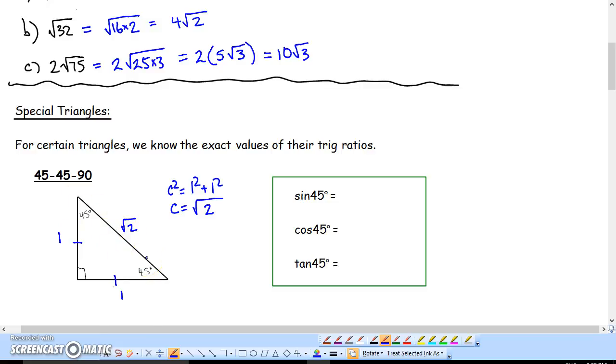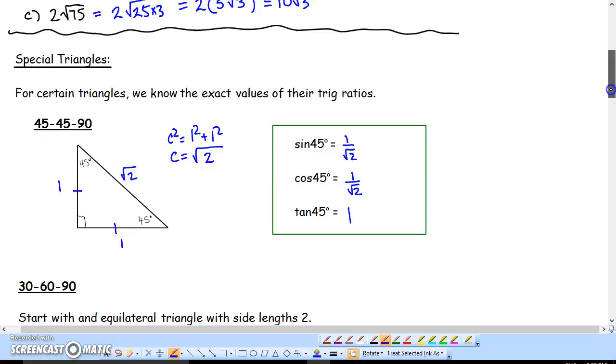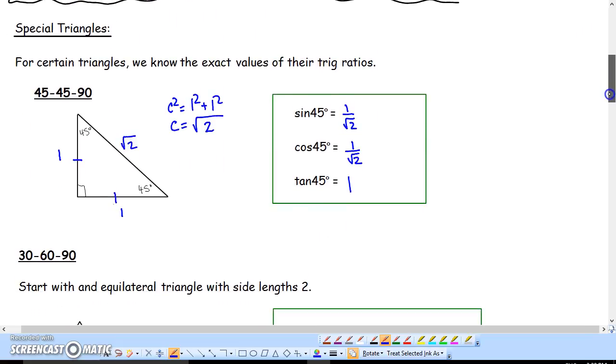Using this special triangle, we now know the exact value of sine 45. Sine 45 being opposite over hypotenuse, which is 1 over root 2. Cos 45, same thing: adjacent over hypotenuse is 1 over root 2. So they are the same. And tan 45 is opposite over adjacent, which is just 1. So we now have exact values for those three, without having to use a decimal that we round off. We'll come back and show you various forms in a moment, but I'll just go down to the next triangle.